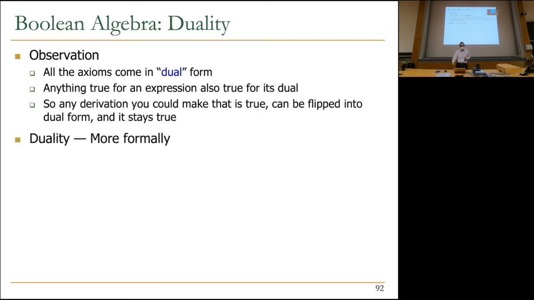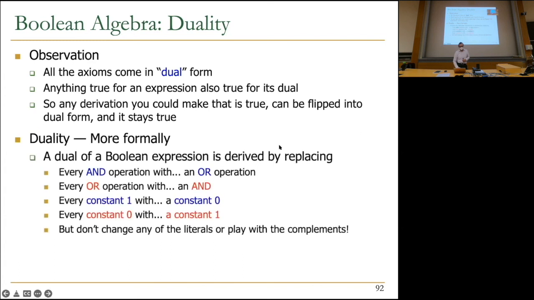Let's take a look at an example. More formally, a dual of a Boolean expression is derived by replacing every AND operation with an OR operation, every OR operation with an AND operation, every constant 1 with a constant 0, and every constant 0 with a constant 1. That's it. Don't change anything else. Don't change any of the literals. Literals we will define later, but basically, variables, or play with the complements.